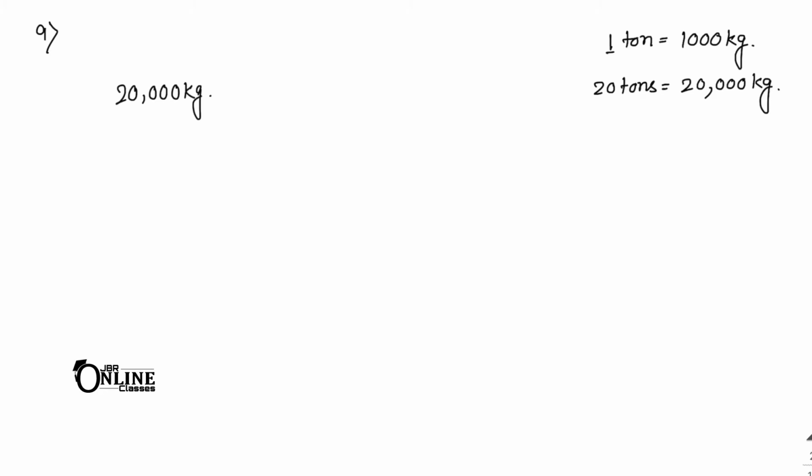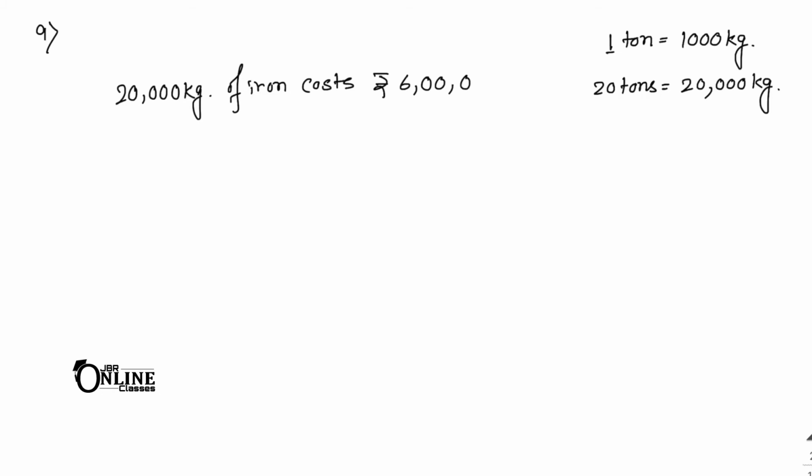That is sum number 9. 20 tons of iron cost rupees 6 lakh. Okay. So, as here 1 ton equal to 1000 kg, it's given. So, that means here 20 tons equal to here 20,000 kg. Okay. So, first write down here 20,000 kg. Okay. Of iron cost rupees here 6 lakh.